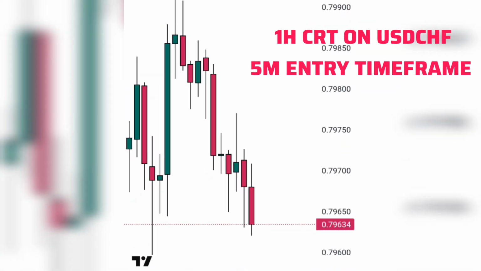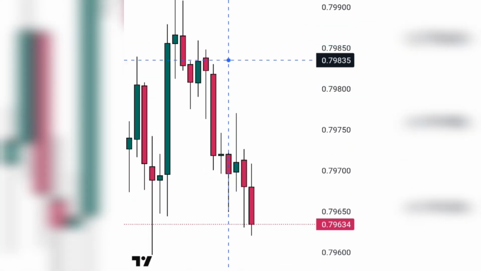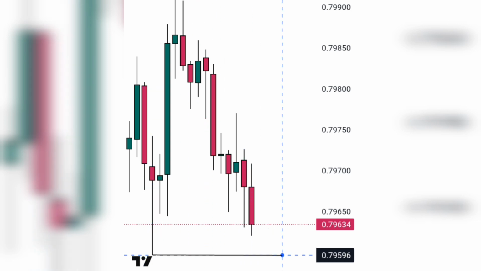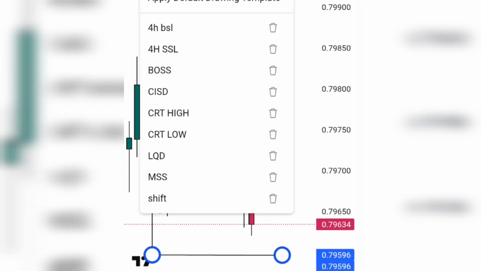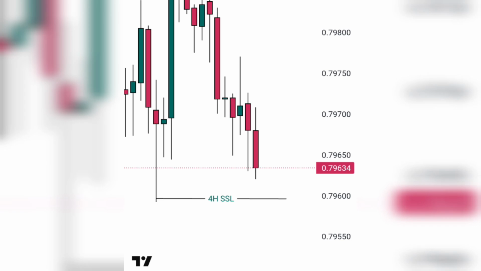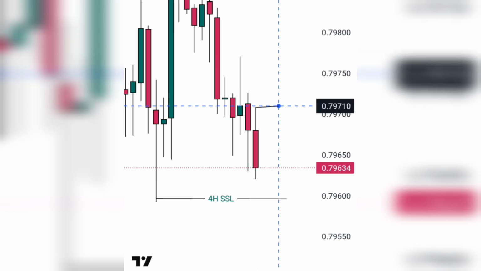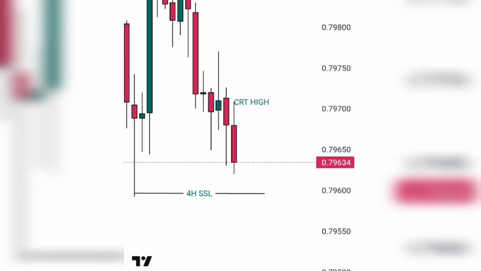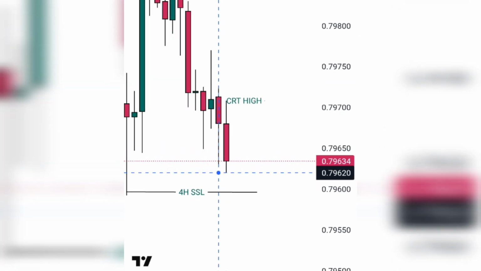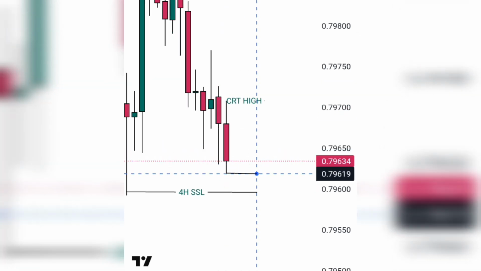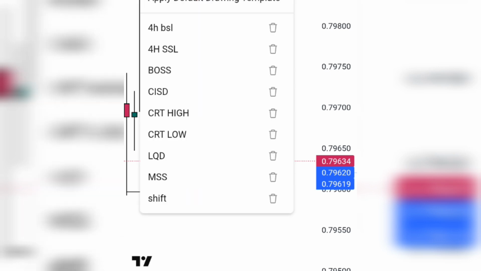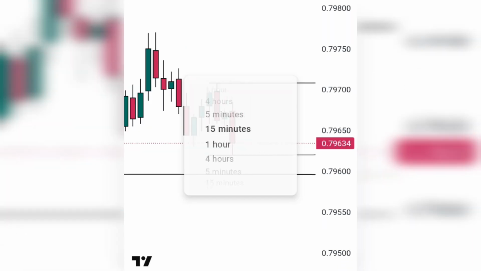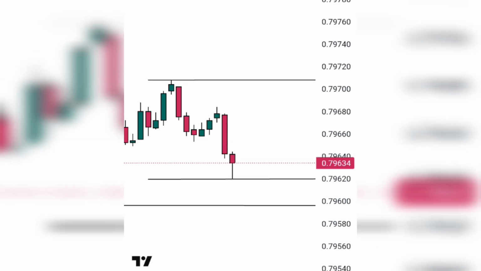In the next part of this video, I'm going to show you a tutorial on how to use lower buy side and sell side liquidity as our key level. Remember, this is the 1-hour CRT on USD CHF. First of all, you mark the 4-hour sell side liquidity like that, and then you mark the CRT high and the CRT low. So what you're expecting is the market to sweep the CRT low and also sweep the 4-hour sell side liquidity right there before it reverses.